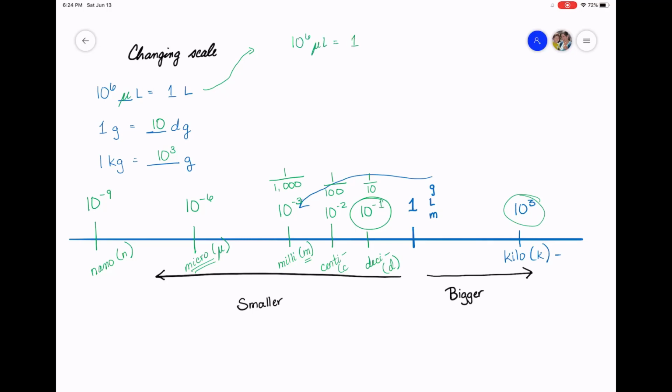And so we have 10 to the 6 microliters equals 1 liter. If we divide both sides by 10 to the 6, then what we really are saying is 1 microliter equals 10 to the minus 6 liters. So again, a microliter is much, much, much smaller than a liter. And the same is true for deci. If we have 1 gram equals 10 decigrams, then what we're really saying is that 1 decigram equals 1/10 of a gram.